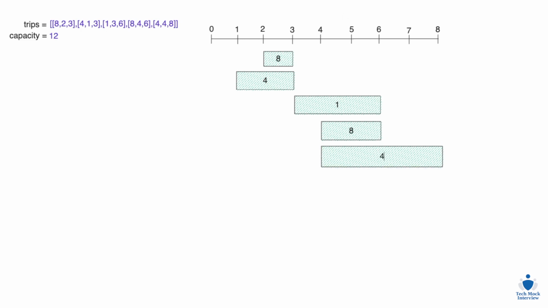Okay, so let's find out the number of passengers in each of these time intervals. For the first one, the number of people from 0 to 1 would be 0. And from 1 to 2, the number would be 4. The number of passengers from 2 to 3 would be 12, as you can see. And passengers from 3 to 4 would be 1 person. From 4 to 5, it would be 1 plus 8 plus 4, which is 13.